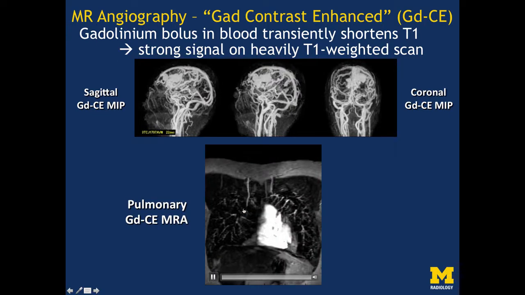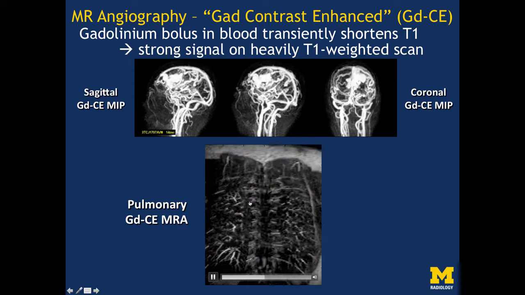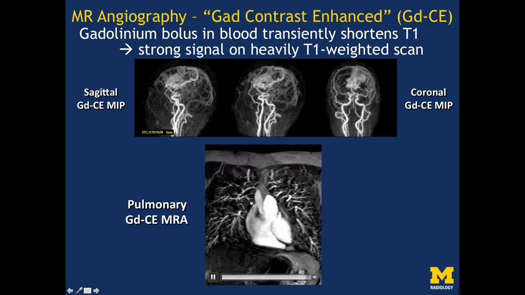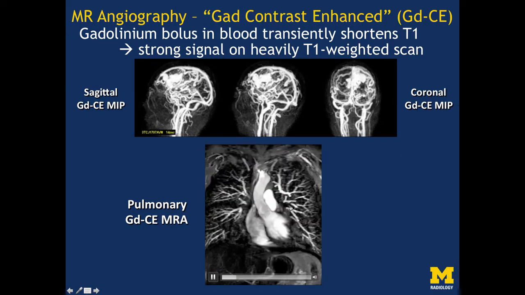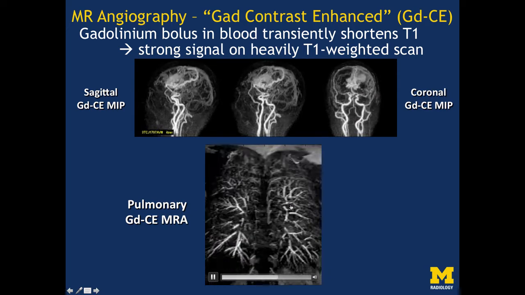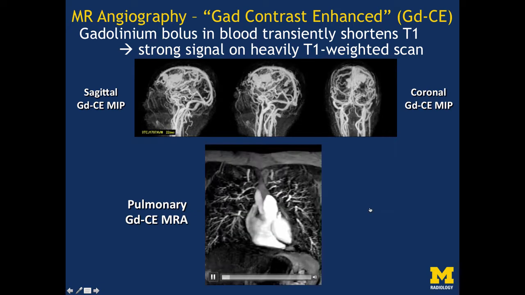It can be done outside the brain as well, so in pulmonary contrast-enhanced MRA. Again, dedicated sequences designed and tuned for the existence of gadolinium in the arterial side in this case to make an image of the vascular anatomy.